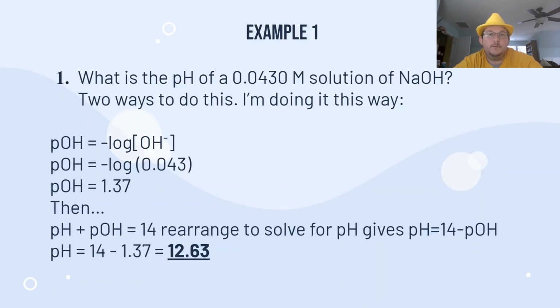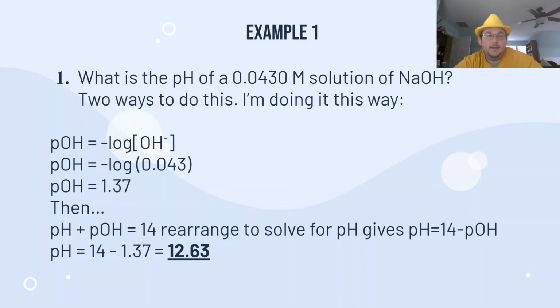of 0.043 molar. Now, this is the concentration of NaOH, but it's also the concentration of the hydroxide ions because there's 1 mole of NaOH for every 1 mole of hydroxide ions in NaOH. So if the concentration of sodium hydroxide is 0.043, then the concentration of hydroxide is also 0.043. So we can take 0.043 and we can sub it into the negative log of hydroxide ion concentration right here. Negative log 0.043 right here, and we're going to get 1.37.